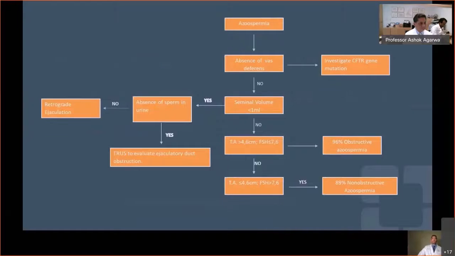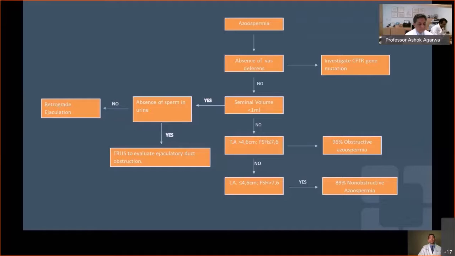Here we have a flow chart that can help determine the type of azoospermia. On initial exam, both vas deferens should be palpated. If there is absence of the vas deferens, you should investigate further with CFTR gene mutation testing in both the husband and their partner. If the vas deferens is present bilaterally, you should look at the semen volume on the semen analysis.